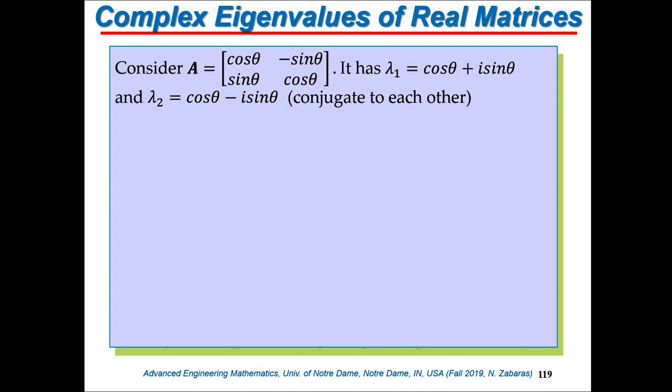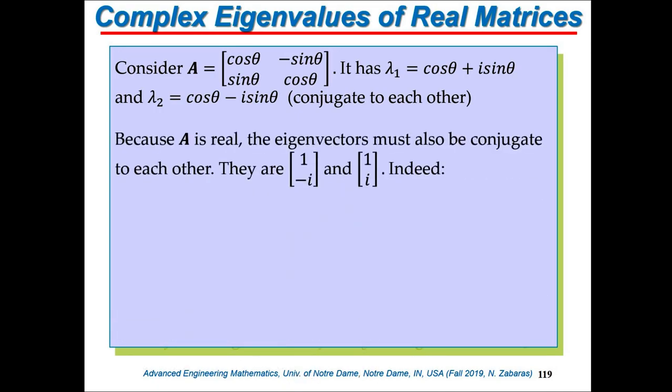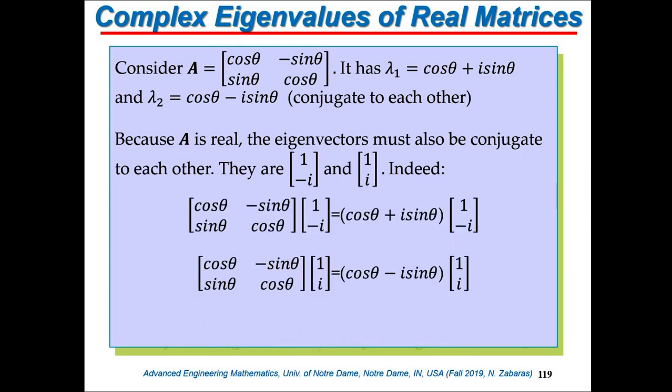So we consider A, and you can show that lambda 1 and lambda 2 are conjugate, of course, to each other as anticipated. And the two eigenvectors are actually (1, minus i) and (1, i). And if you want, you can actually verify that. So these two eigenvectors are obviously conjugates of each other, and you can see the eigenvalue problem is taking care.